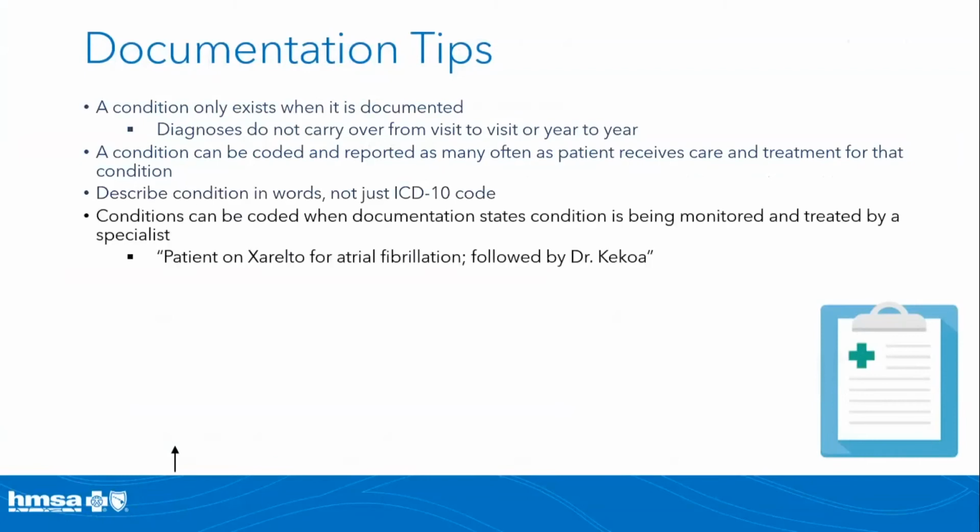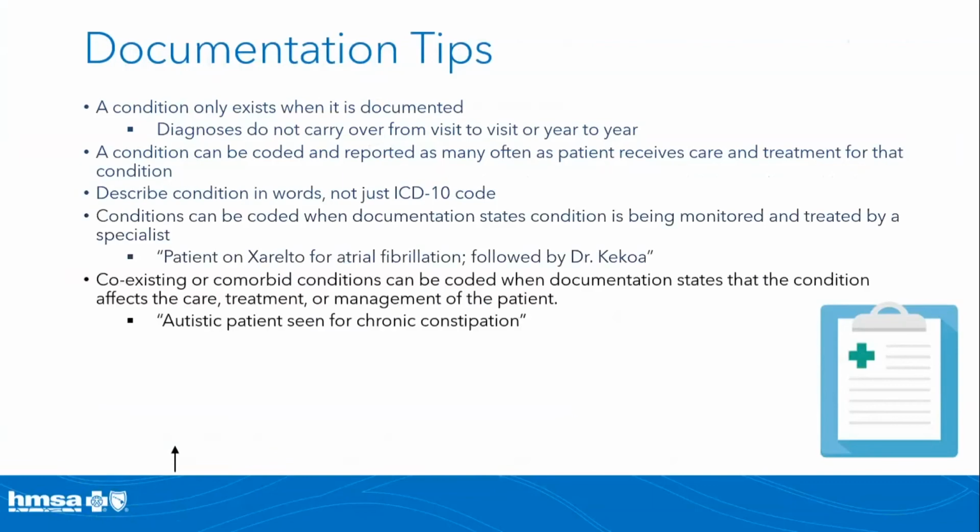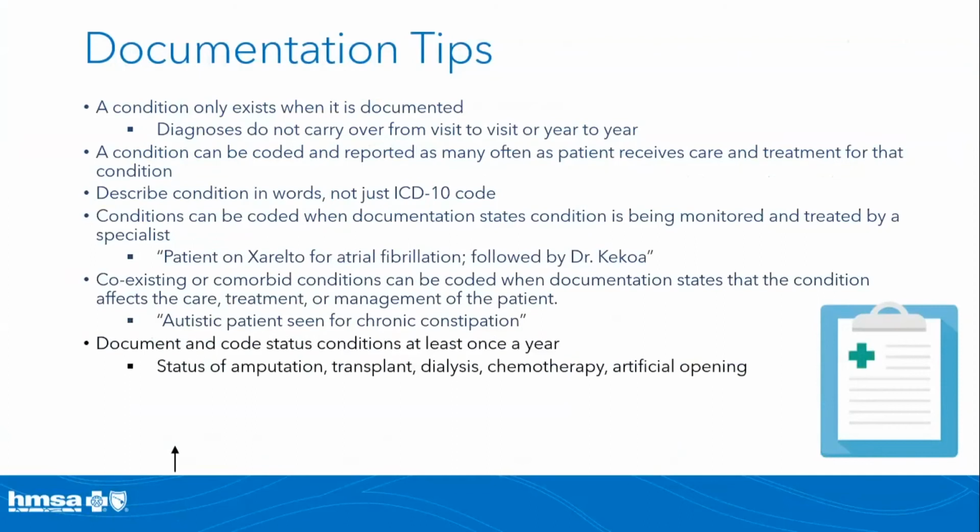Conditions can be coded when the document states the condition is being monitored and treated by a specialist, such as you could notate patient on Xarelto for atrial fibrillation, followed by Dr. Keikoa. Coexisting conditions can be coded when the documentation states the condition affects the care, treatment, or management of the patient. For example, documenting autistic patient comes in for chronic constipation. Document and code status conditions at least once a year. These would be those status conditions we just talked about: amputation, transplant, dialysis, chemotherapy, and artificial opening status.